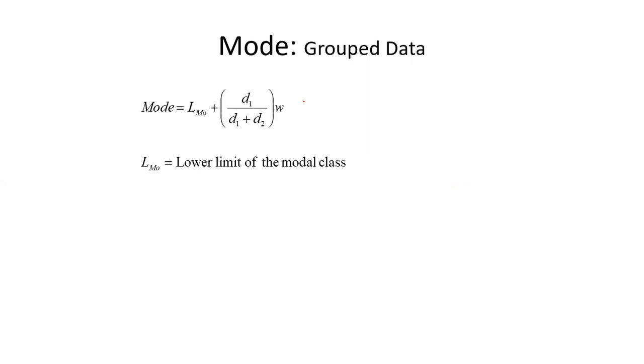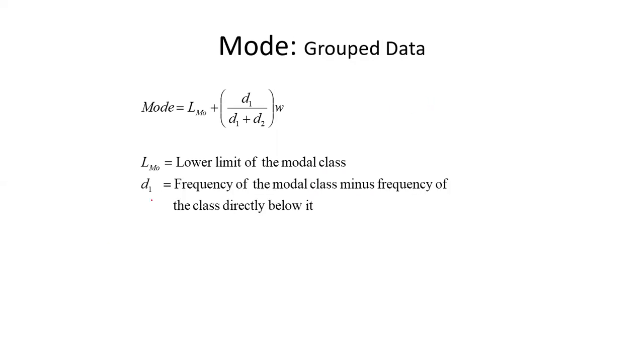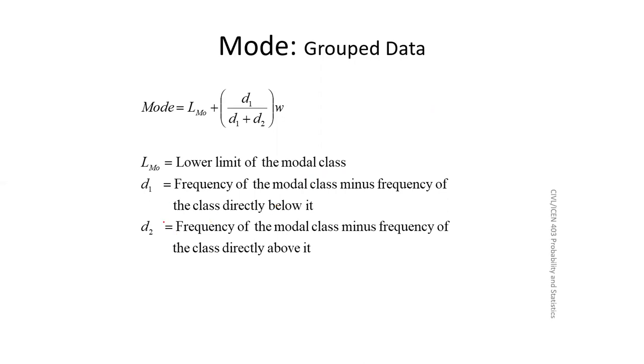For grouped data, it is a little difficult, as was the case with the median, because the median also has a lot of things. Now LMO means the lower limit of the modal class, because we used M for the median class, so we are using MO for the modal class. D1 is the frequency of the modal class minus the frequency of the class directly below it. We take the differences of the frequencies of the previous class and the next class. And W is again the class interval.